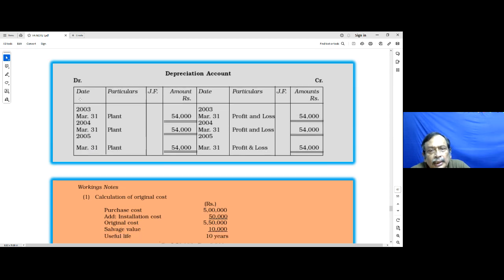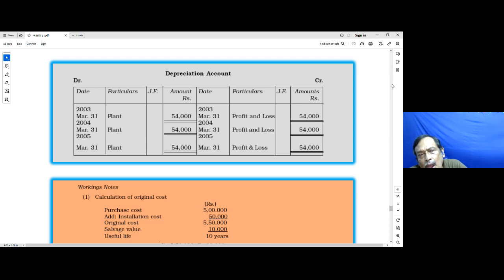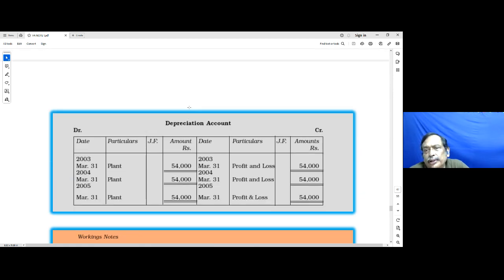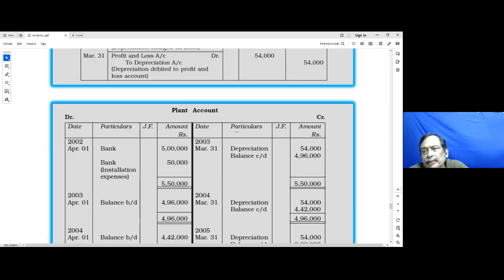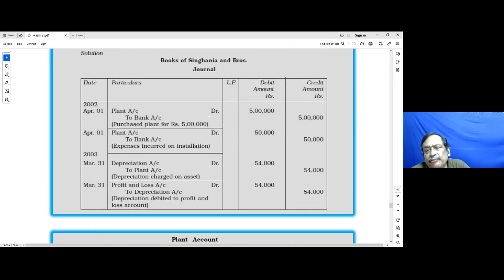Now in the depreciation account we are writing to plant 54,000, by profit and loss account 54,000. Again in the second year, to plant 54,000, by profit and loss account 54,000, same type of entry. Now the question comes, how we got these 54,000 that I have used as depreciation, where the amount has come from.